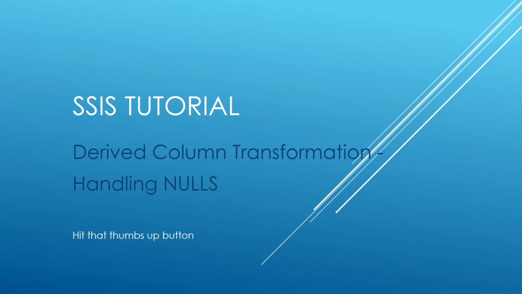I've just done a tutorial on derived column transformations, and in this one we're going to be building on that and looking at handling nulls.